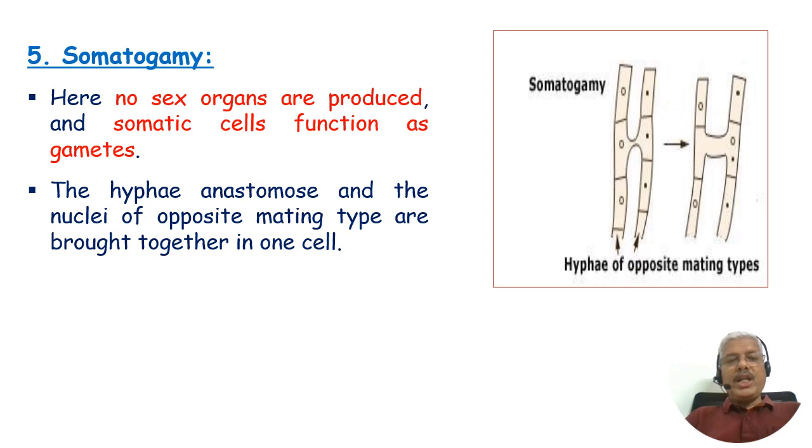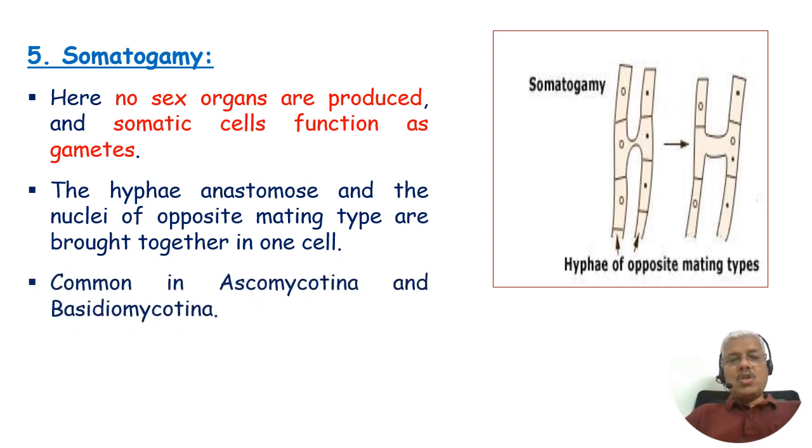Somatogamy. In somatogamy, no sex organs are produced and somatic cells function as gametes. The hyphae anastomose, and the nuclei of the opposite mating type are brought together in one cell. Somatogamy is common in Ascomycotina and Basidiomycotina.